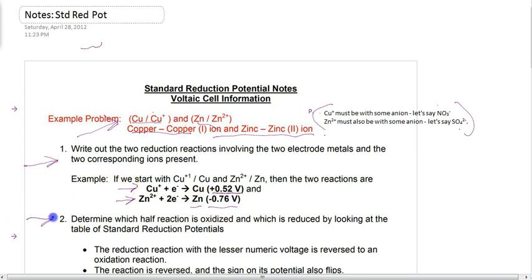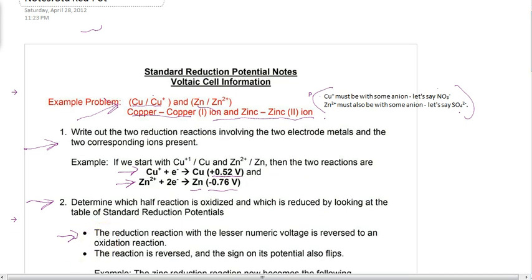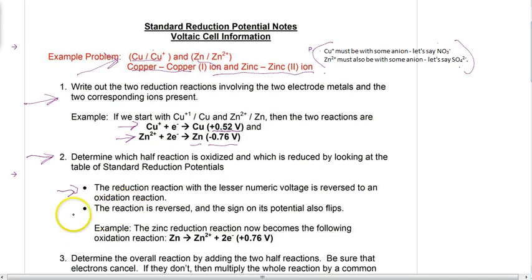The next thing you do is decide which one's oxidized and which one's reduced based on their potentials. The one that has a lower voltage will be flipped to the oxidation reaction. The one that has a higher voltage will stay as is. So since zinc has a lower potential to be reduced, it will be oxidized. So we rewrite the reaction with products becoming reactants and the reactants becoming products, and the sign on the voltage becomes positive. So now this half reaction no longer exists. We are going to look only at the second half reaction that is now oxidation.